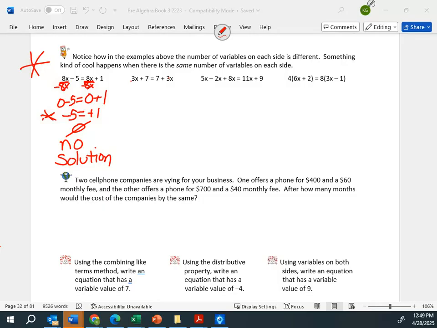Then we have some word problems under that. Work out your word problems. Any questions? Go ahead and get to work.